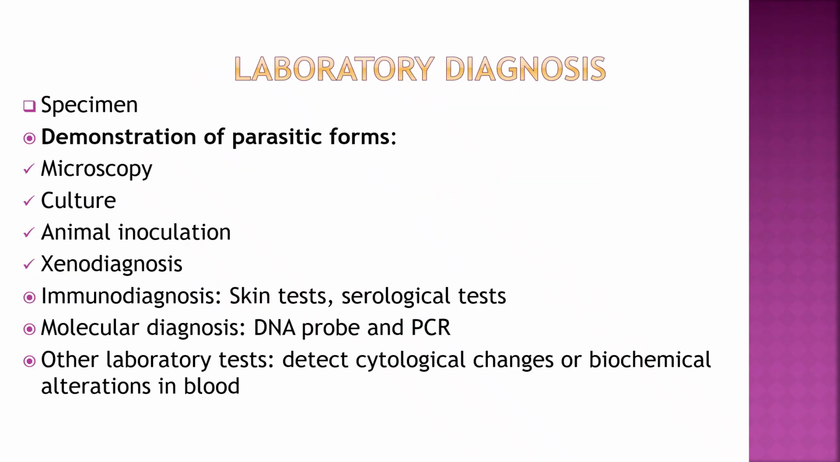Lab diagnosis. First the specimen can be stool or rectal swab, then demonstration of parasitic forms by microscopy, culture, animal inoculation, xenodiagnosis, immunodiagnosis, that is skin test, serological test, molecular diagnosis, DNA, PCR, and other laboratory tests to detect cytological or biochemical alterations in blood like CBC, IgE.